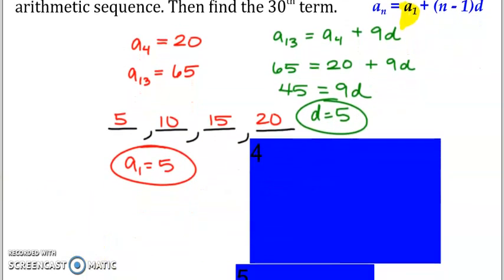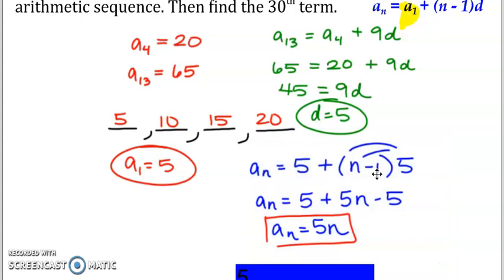All right, so now I know my first term and I know my common difference, and I can plug all of that in here to that formula. So now I've got my explicit formula. Oh, cool. The 5s knock each other out. Love when that happens. So my explicit formula to find the nth term is equal to 5 times n.